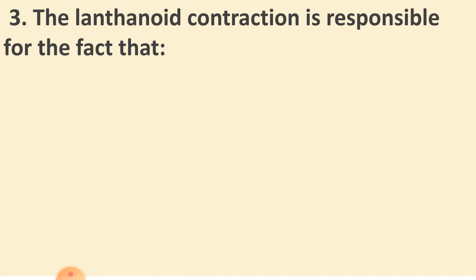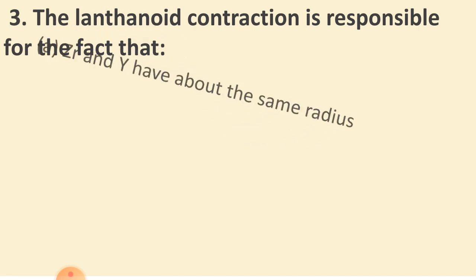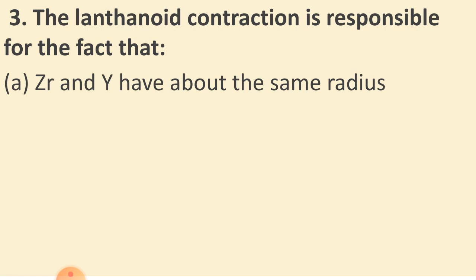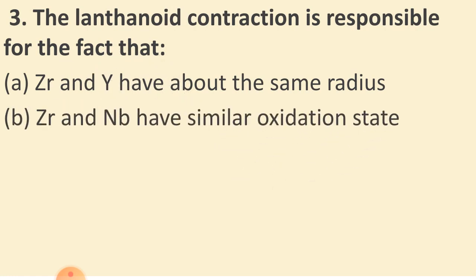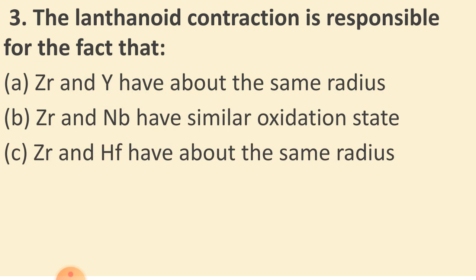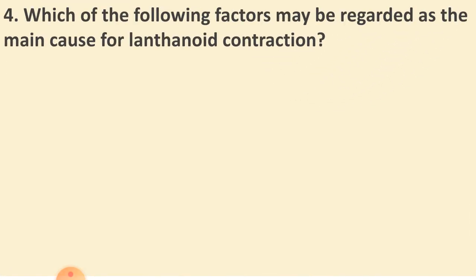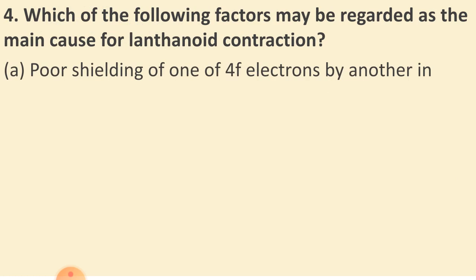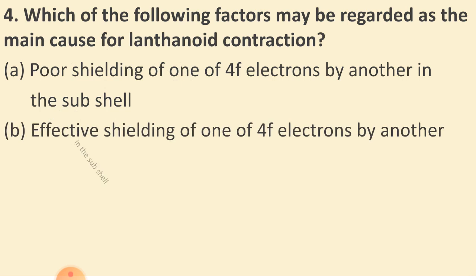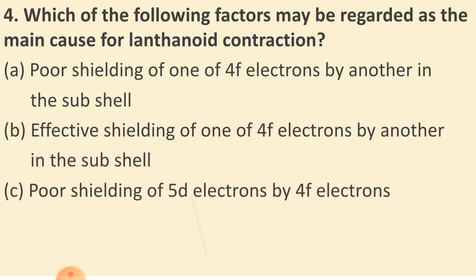Now question number 3: the lanthanoid contraction is responsible for the fact that Zr and Y have about the same radius; second, Zr and Nb have similar oxidation states; Zr and Hf have about the same radius; and Zr and Zn have the same oxidation state. Here also you have to find the correct choice out of four. Now question number 4: which of the following factors may be regarded as the main cause of lanthanoid contraction? Here also four options are given. Look at the answers and try to find the correct one.